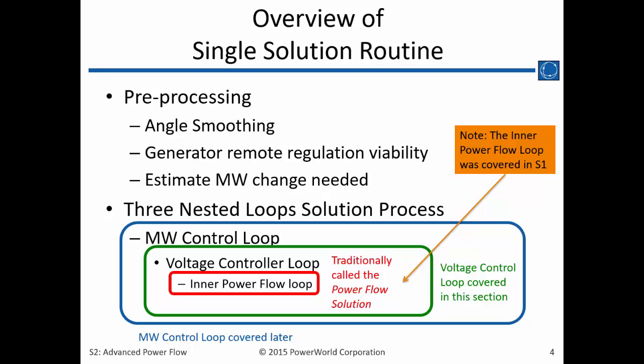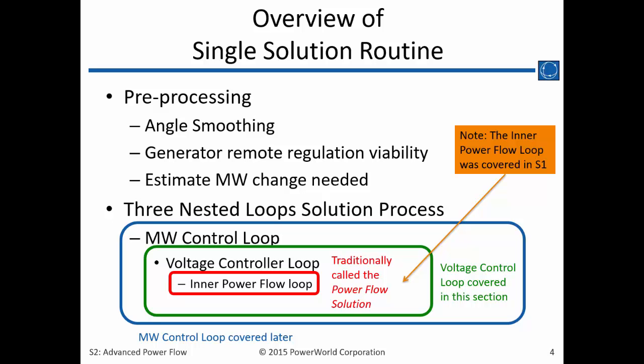Given that we do those pre-processing steps, once we have that done, there's a 3-nested loop solution process. The inner power flow loop was what we talked about in section S1, the Newton-Raphson power flow. We traditionally call that the actual power flow solution. So that's where Newton-Raphson occurs. There's then a voltage control loop, or what we call the middle loop, which takes place outside of the inner loop and handles things like switching transformer taps and so on to maintain voltages.